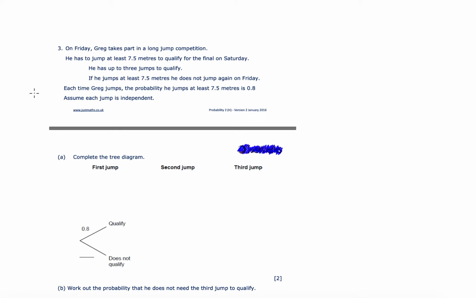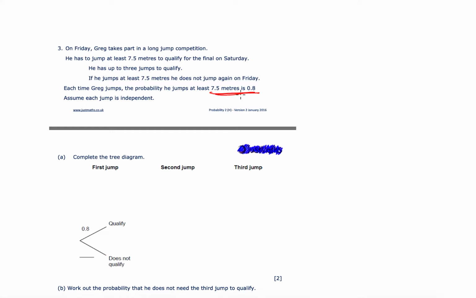Okay, so on Friday, Greg takes part in a long jump competition. He has to jump at least 7.5 meters to qualify for the final on Saturday. He has up to 3 jumps to qualify. If he jumps at least 7.5 meters, he does not jump again on Friday. Each time Greg jumps, the probability that he jumps 7.5 meters is 0.8.